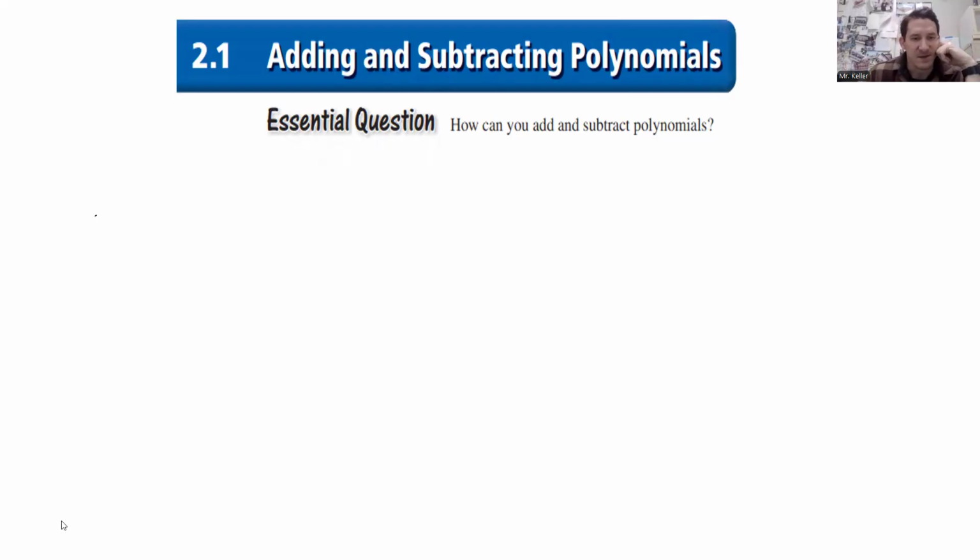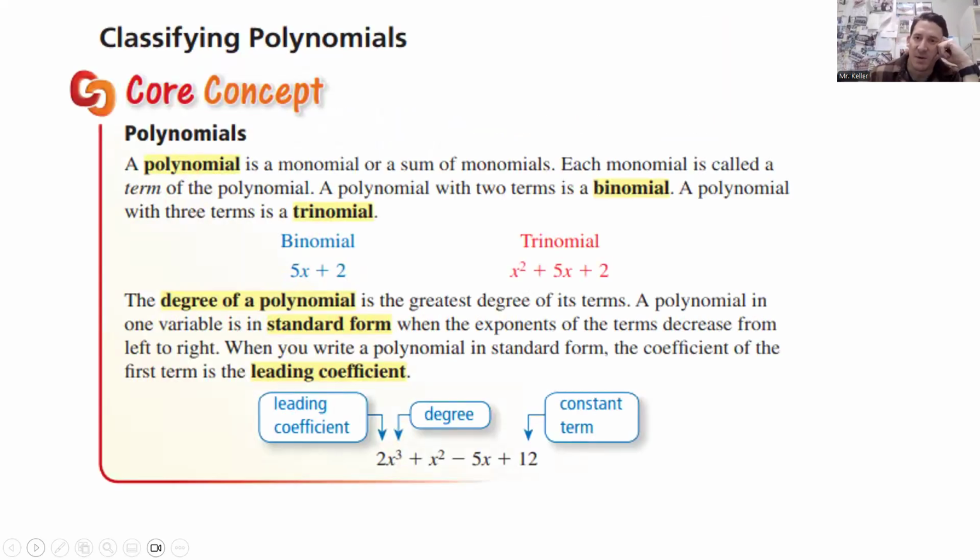All right, two classes. Today we're going to be adding and subtracting polynomials. So let's real quick get into what a polynomial is.